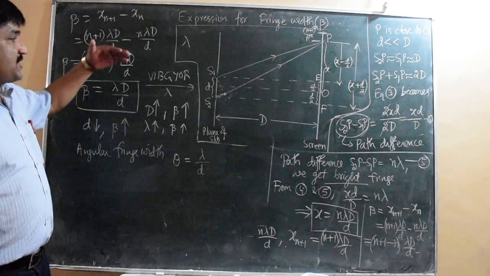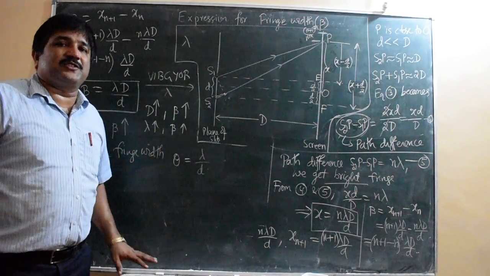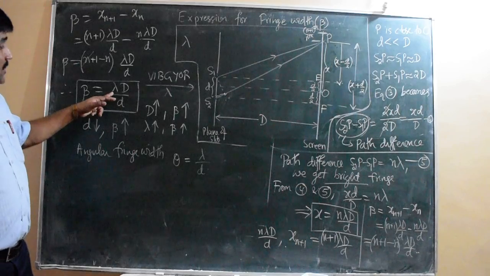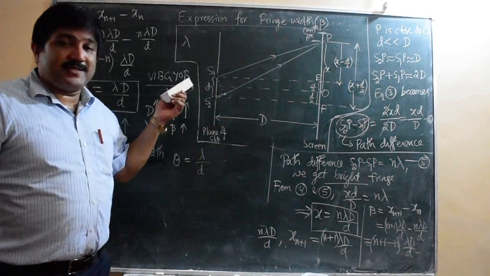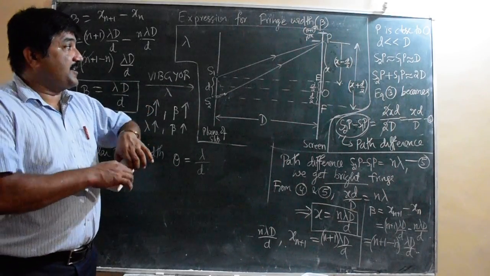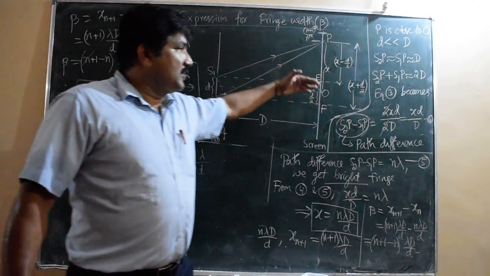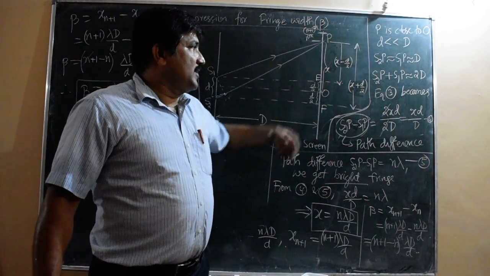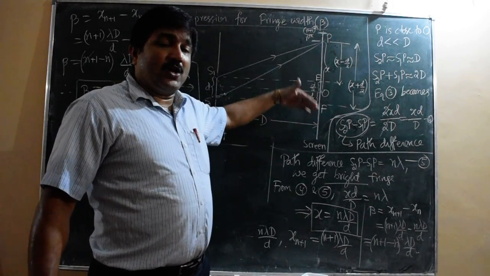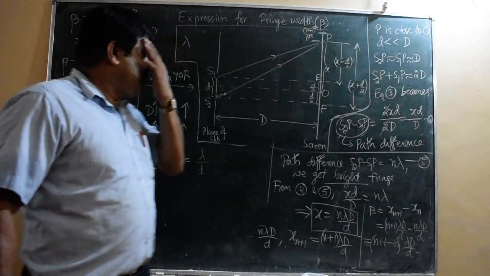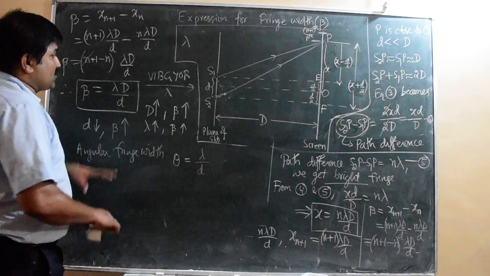Angular fringe width is measured from the first bright fringe to the second bright. If you increase the value of capital D, angular fringe width does not change, whereas the linear fringe width will increase. So what about the fringe pattern if white light is used? We get colored fringes with the central white fringe, then violet near this one, then yellow fringe, like that we get different fringes. So that is for white light.